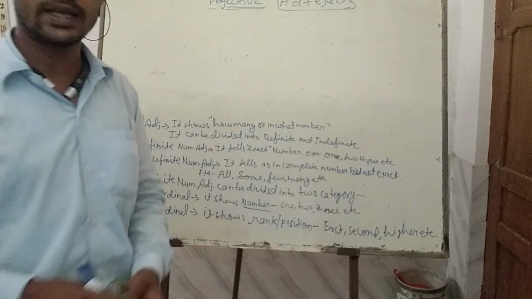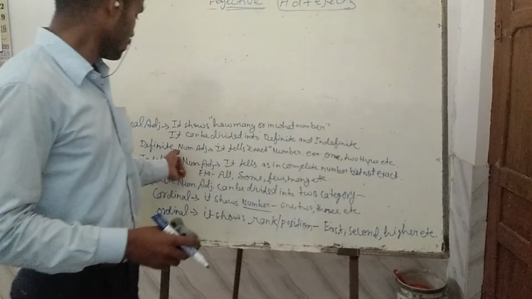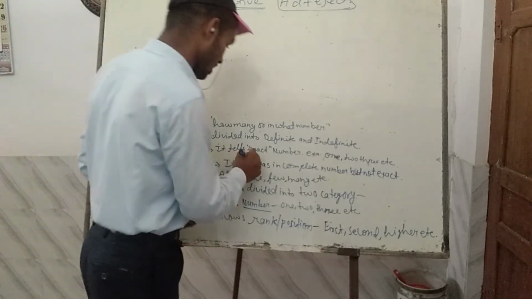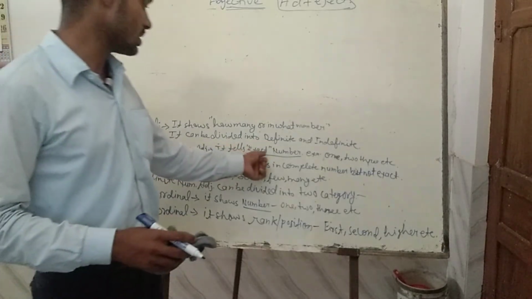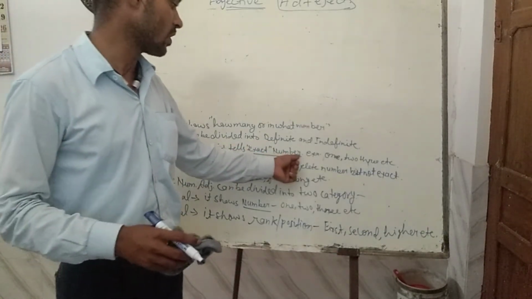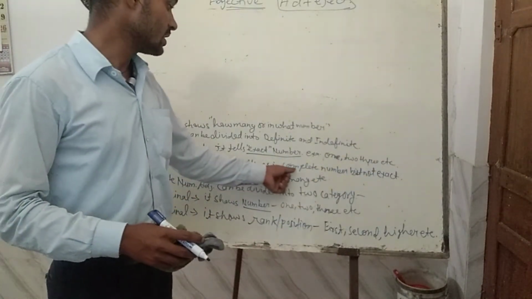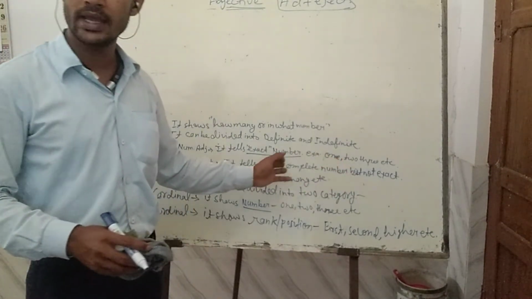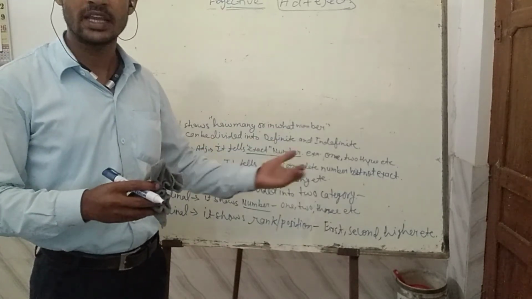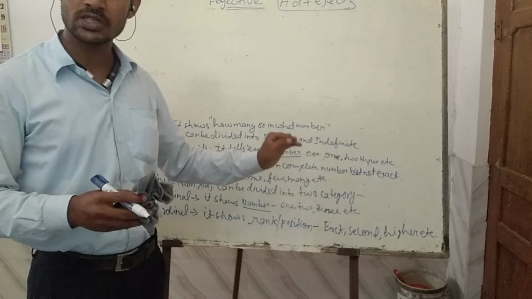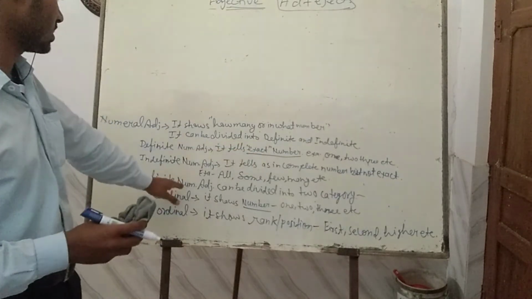Definite numeral adjective tells exact number. This is the main keynote of the definite numeral adjective. It tells exact number of the noun, pronoun, or object. For example, 1, 2, 3, etc. Indefinite numeral adjective tells incomplete number but not exact, that is all, some, any, few, less, much, etc. But it does not tell the exact number 2, 3, 4, 5 like the definite numeral adjective.